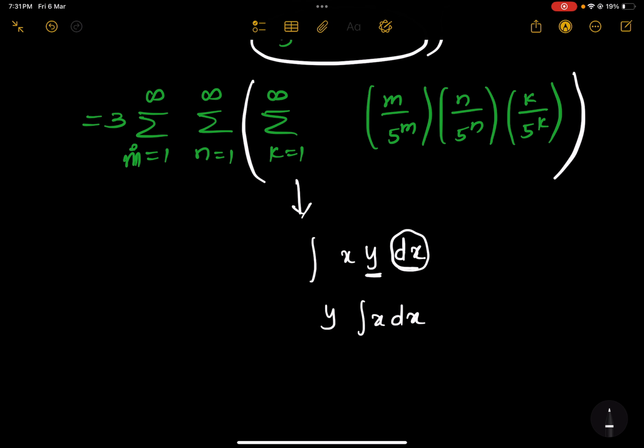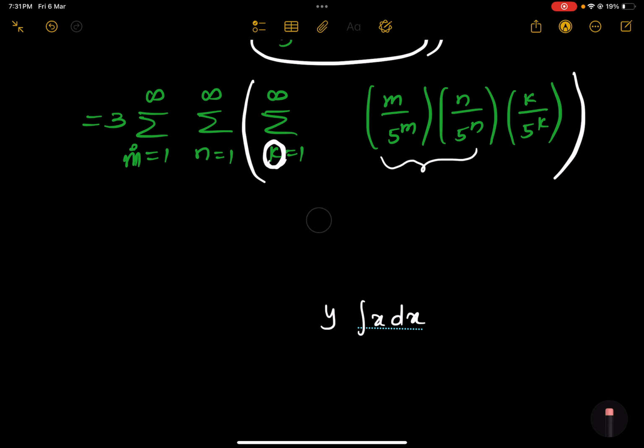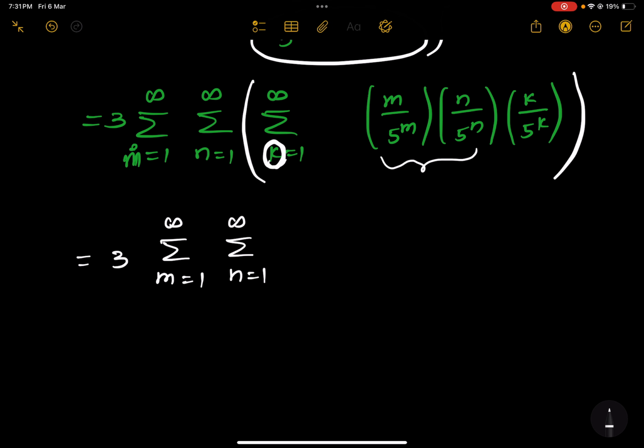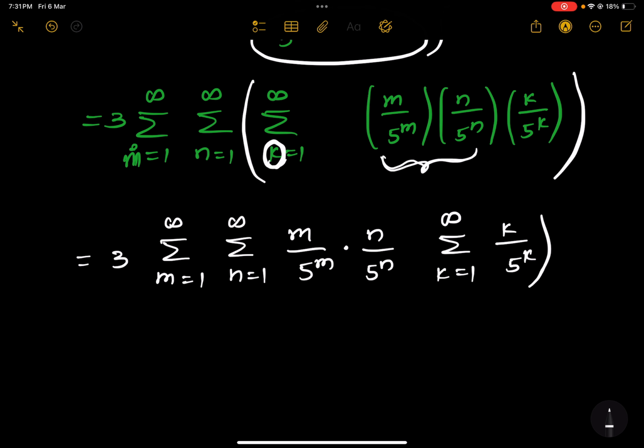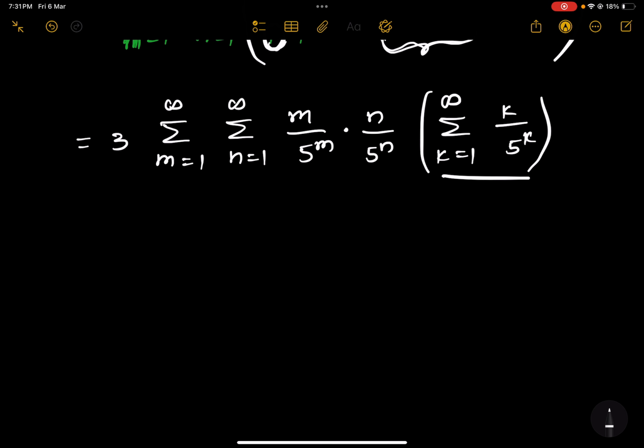Correct? So in the same way, here the summation is with respect to k. So therefore, you can bring out these two terms and write it as 3 times sigma m equals 1 to infinity, n equals 1 to infinity, and these two terms will come out of the sigma: 5 power m n upon 5 power n, and this will be simply sigma k equals 1 to infinity k upon 5 to the power k. So now we have to solve this. Okay, let us solve that later.